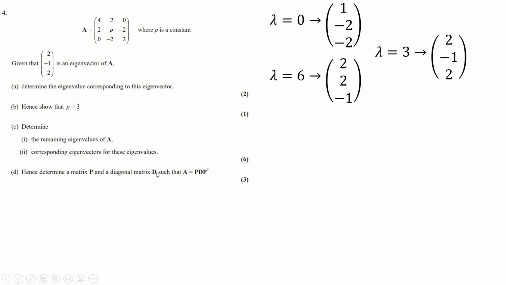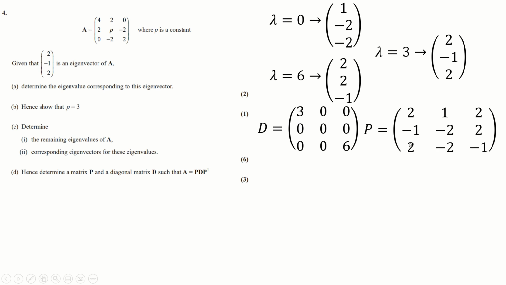The diagonal matrix D is still just the matrix with leading diagonals being the eigenvalues. So the eigenvalues are 3, 6, 0. So you can just write it like this. It doesn't matter which order you put those three in. Likewise, P is just the matrix whose columns are the eigenvectors that correspond to each of these eigenvalues.